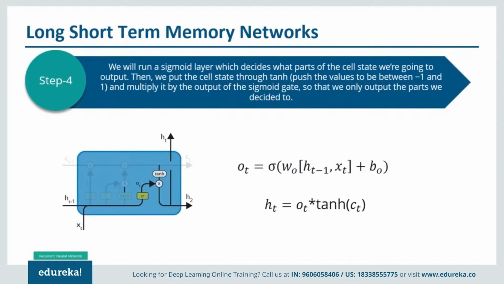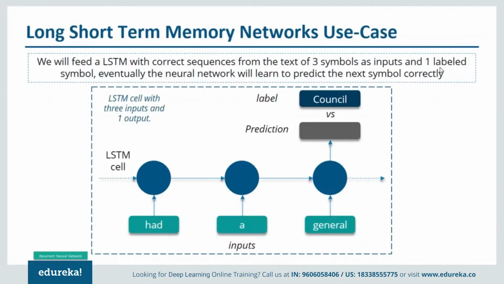Now we'll look at a use case where we'll be using LSTM to predict the next word in a sentence. Alright, let me show you how we are going to do that. So this is what we are trying to do in our use case, guys. We'll feed our LSTM with correct sequences from the text of 3 symbols, for example, had a general, and a label, that is council in this particular example. Eventually, our network will learn to predict the next symbol correctly.